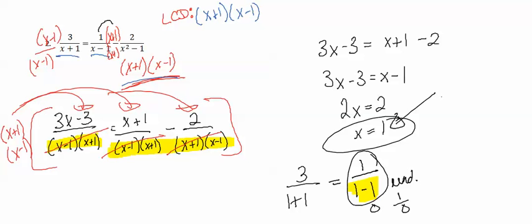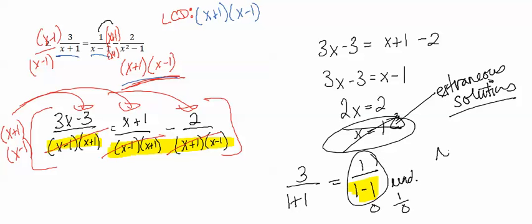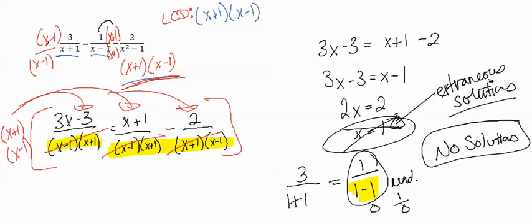So this right here is actually called an extraneous solution. It means when you go to solve and plug it back in, it really doesn't quite fit the problem, and the denominator doesn't work out. So since this doesn't work and there's no other solutions, there's actually no solutions for this problem.